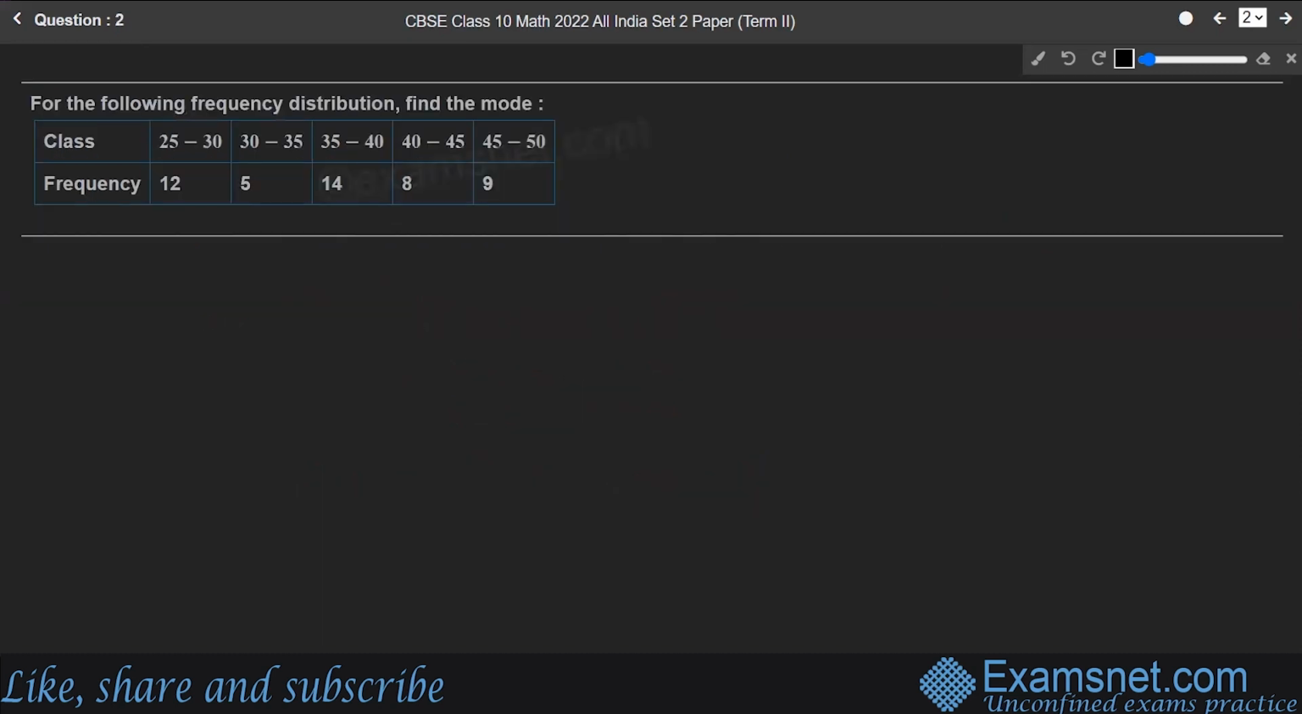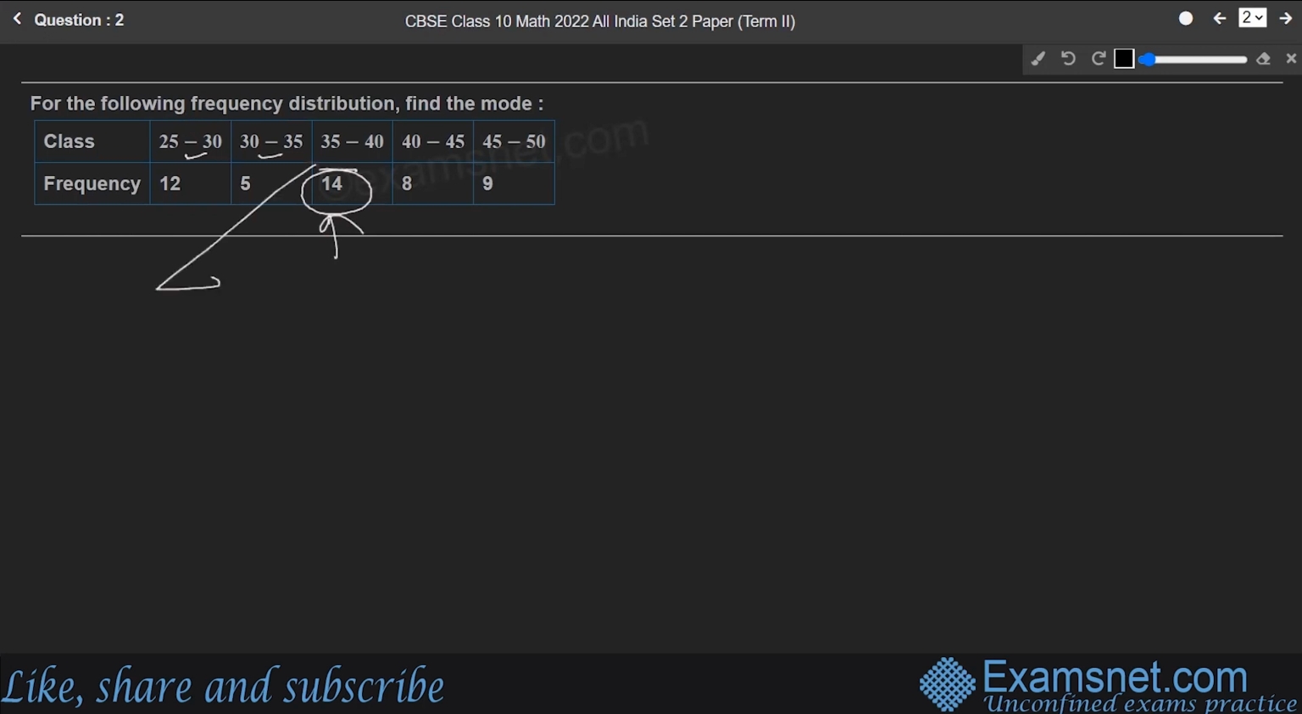Now, for the following frequency distribution, find the mode. We are supposed to find the mode for the following distribution. So let us see the table first. There are multiple classes as 25 to 30, 30 to 35. The highest frequency is 14, and that is obtained in the class of 35 to 40. So this will be the class used for us.